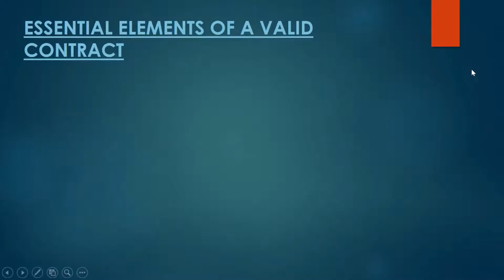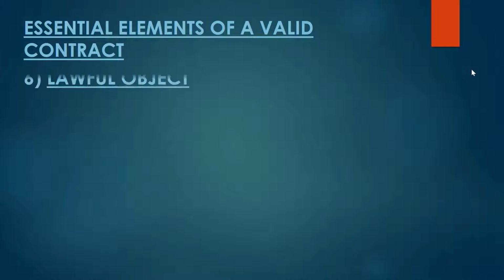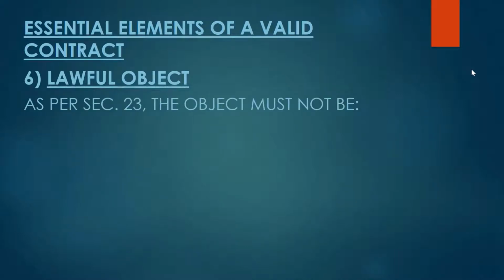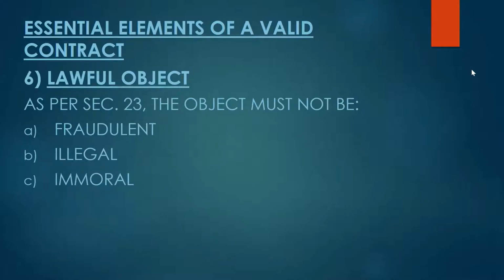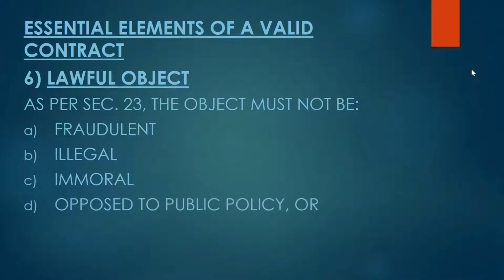Okay, so let's continue with the essential elements of a valid contract. The next one is lawful object. The object of the agreement should be lawful. As per section 23, the object is not lawful if it is fraudulent, illegal, that is against the law, if it is immoral, that is the object is not as per the accepted standard of morality, or if it is opposed to public policy. Opposed to public policy means where the object of the agreement is harmful to the society.